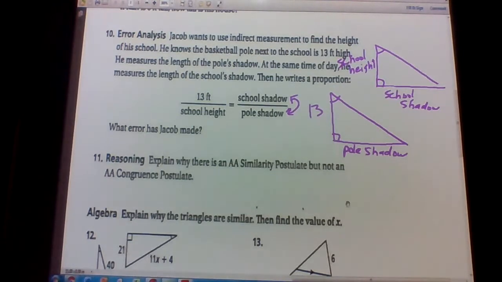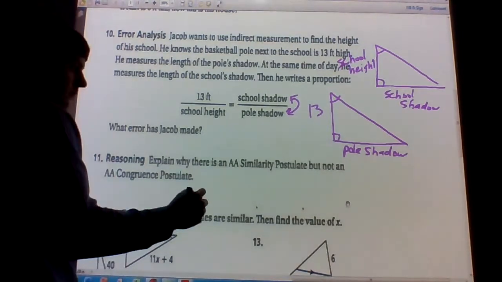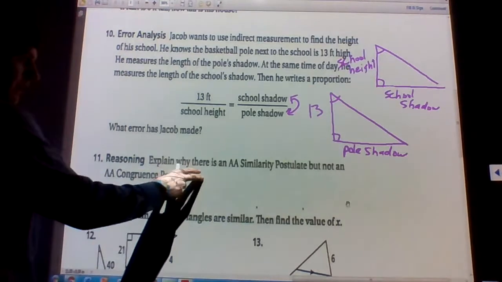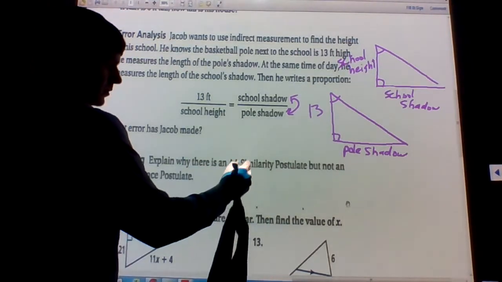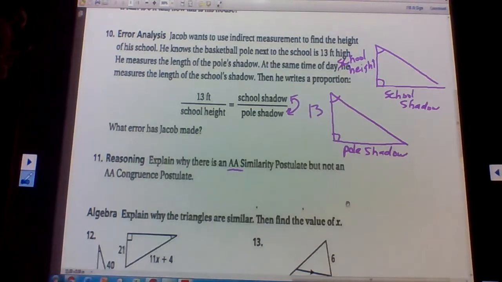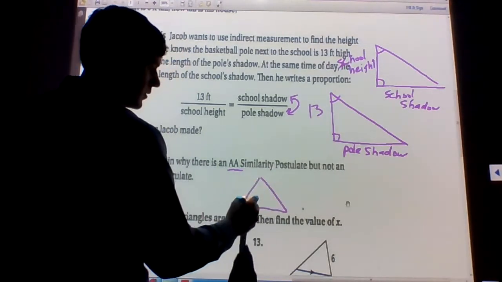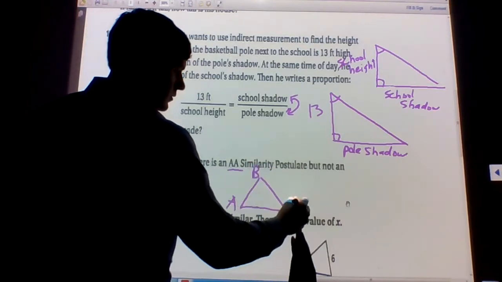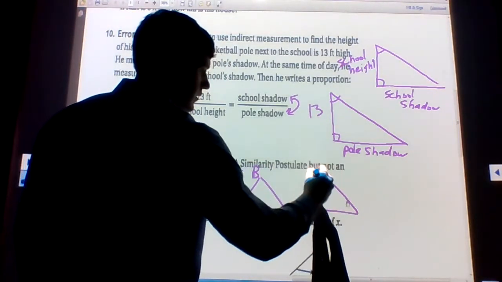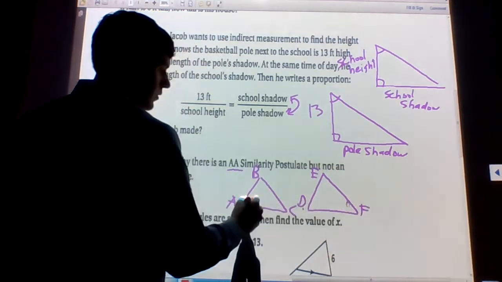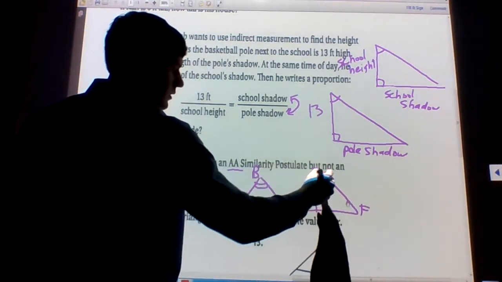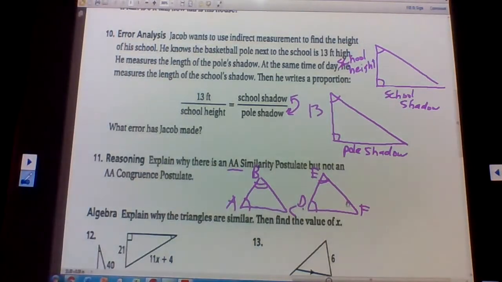Okay, explain why there is an angle similarity postulate, but not an angle congruence postulate. So if you know that you have two angles that are congruent, right? Angle similarity tells us two angles are congruent. So if we have two triangles here, A, B, C, and D, E, F. Right, if we know A is congruent to D and B is congruent to E, then we can use the third angle theorem, right? If you know two angles of a triangle are congruent, you're going to know the third angle is congruent.